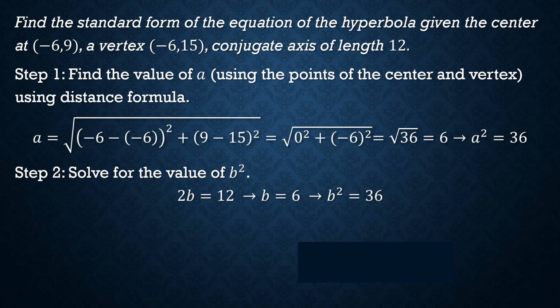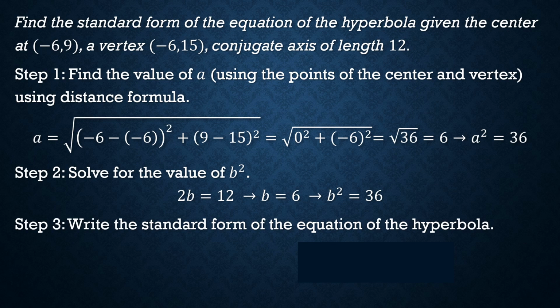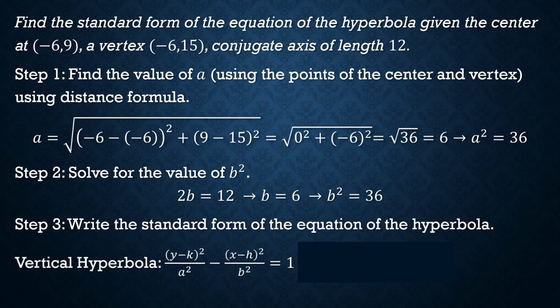And kung i-visualize natin yung mga points dito sa given, okay, masasabi natin na ito ay isang vertical na hyperbola. So, i-substitute natin siya, ang mga values dito sa formula. So, the standard form of the equation of the hyperbola is the quantity y minus 9 squared over 36 minus quantity x minus 6 squared over 36 equals 1.